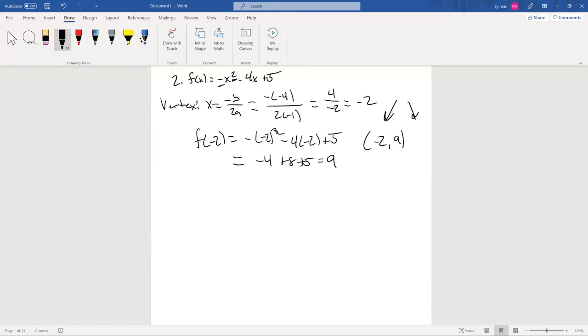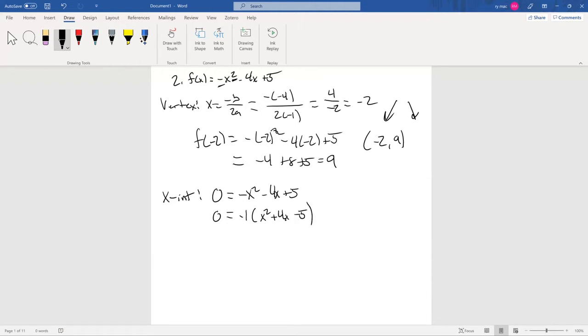All right, next up is our x-intercepts. So we're going to set this equal to 0. So 0 is equal to -x squared minus 4x plus 5. One thing that you could do to make this a little bit simpler, maybe you don't like this -x squared in the front, is we can actually pull out a -1. So we can say 0 is equal to -1 times x squared plus 4x minus 5.